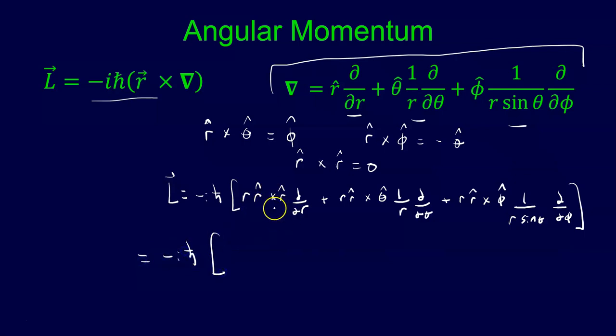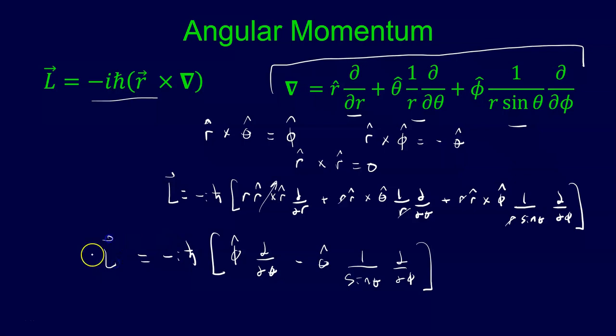So negative i h bar. Here we know that r cross r is just 0, so we forget about that piece. What's nice is that in both of these last two terms, the magnitude r just cancels out, so we clean that up a little bit. r cross theta hat will be phi hat, and the only thing that remains there is a d theta. And over here, r cross phi hat is negative theta hat, and then we have left over 1 over sine theta. And so this is our angular momentum vector written out in spherical coordinates.